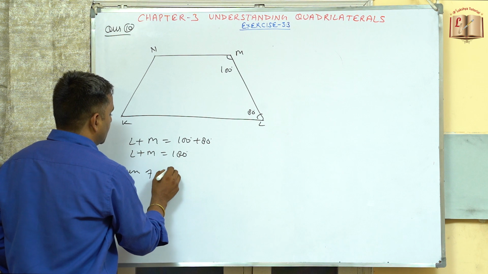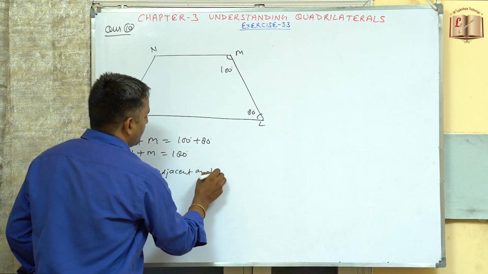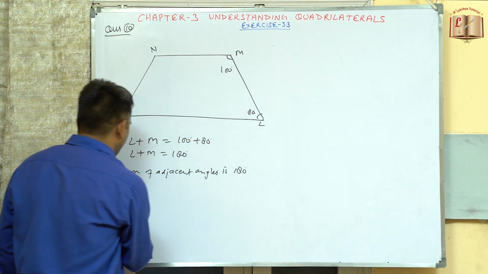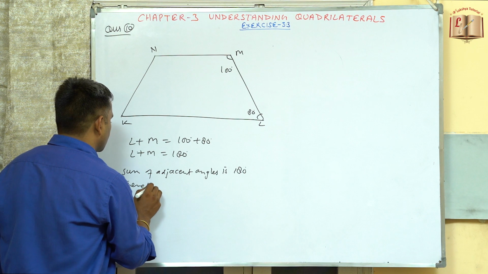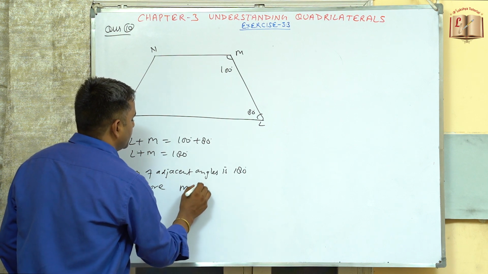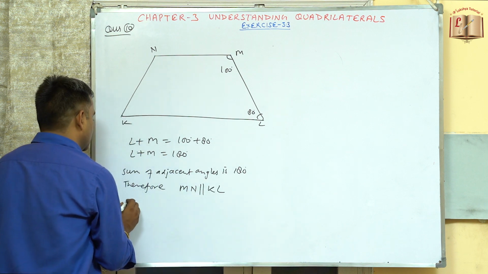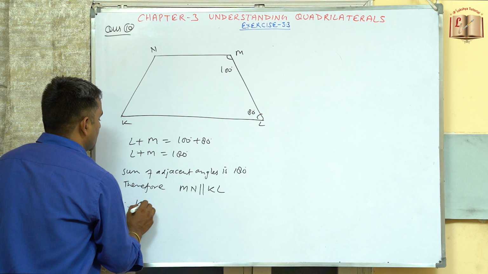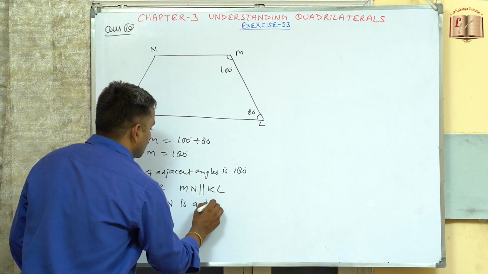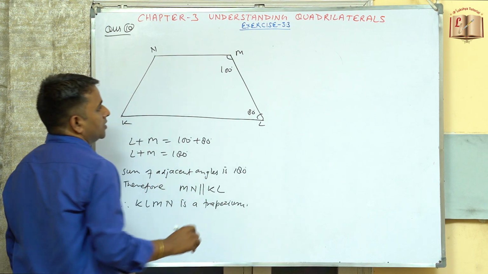Sum of adjacent angles is 180 degrees. Therefore MN is parallel to KL and this KLMN is a trapezium. So this is proved.